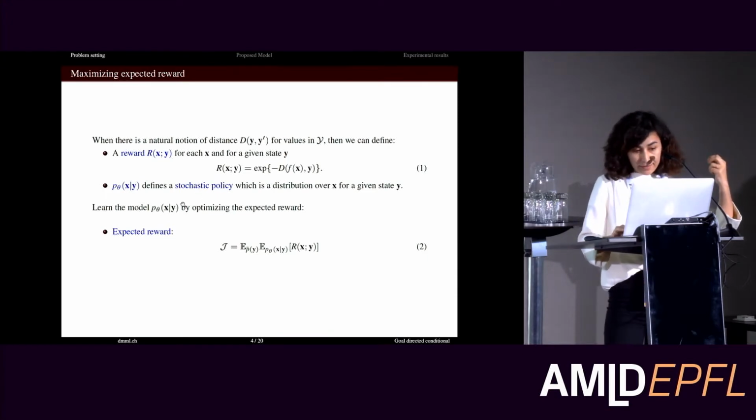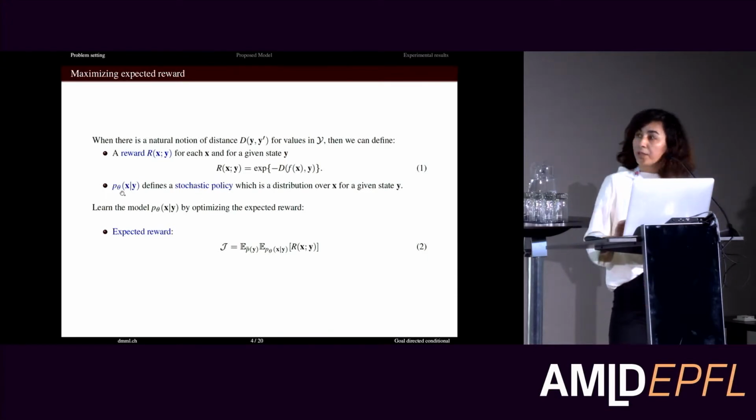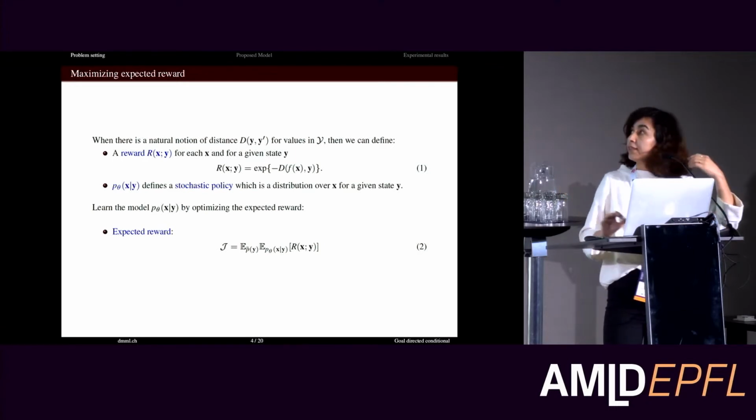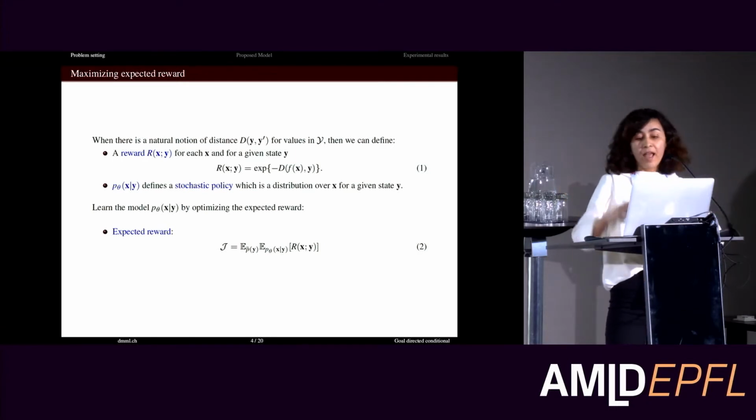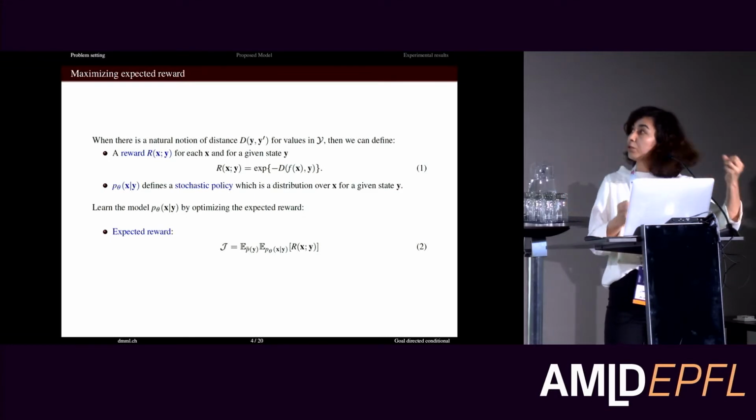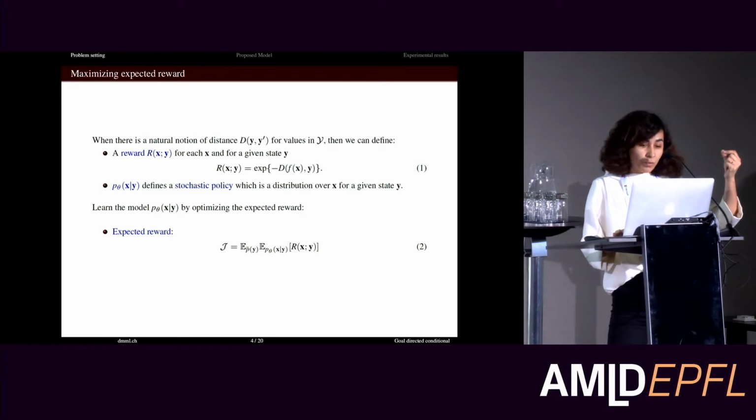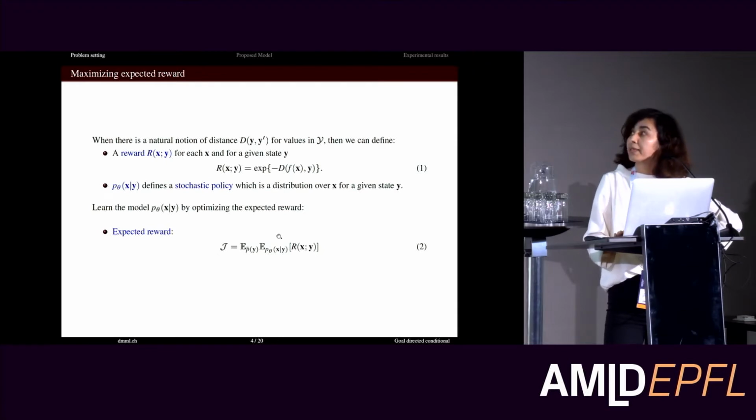In that case, the model that we are interested in learning is actually a stochastic policy, where you can think of the property y as a state, and the actions are the molecules: given this property, which action should I take, or which molecule should I generate? Now the problem relates to how to learn this. The first thing is learning this distribution by maximizing the expected reward.